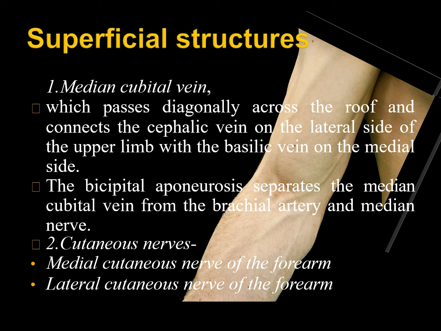Now, what are the superficial structures, not the contents of the cubital fossa? We see in the previous picture the median cubital vein, which passes diagonally across the roof and connects the cephalic vein on the lateral aspect of the upper arm with the basilic vein on the medial aspect of the arm. The bicipital aponeurosis separates the median cubital vein from the brachial artery and the median nerve. And we also have two other superficial structures, which are the medial cutaneous nerve of the forearm and the lateral cutaneous nerve of the forearm.